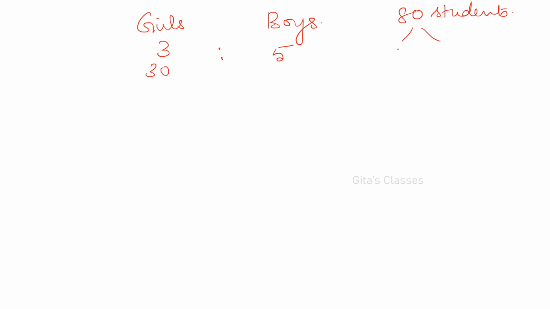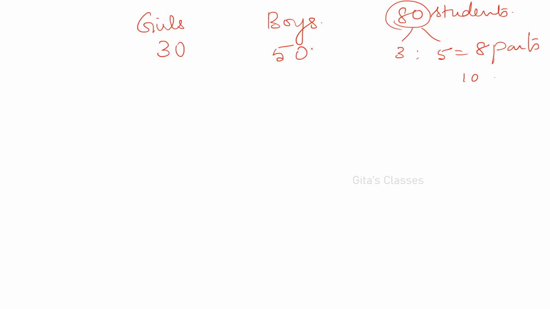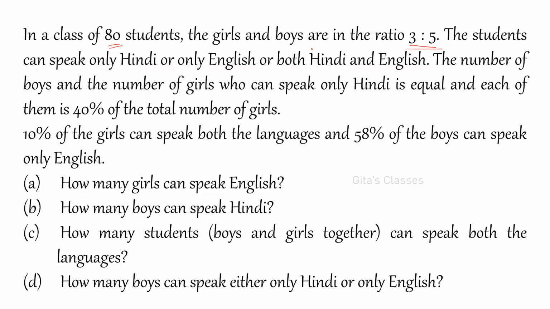Okay, this I have to divide into 3:5. So totally there are 8 parts. So each part will contain 10. So 3 parts means 30 girls. Okay, so 30 girls are there and 50 boys are there. Girls and boys are in the ratio 3:5. Therefore, it is 30 and 50, because there are totally 80 students.